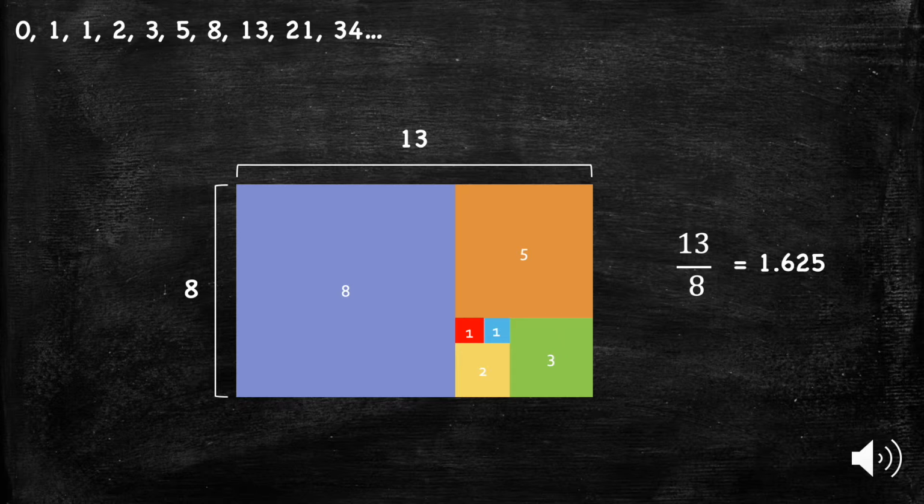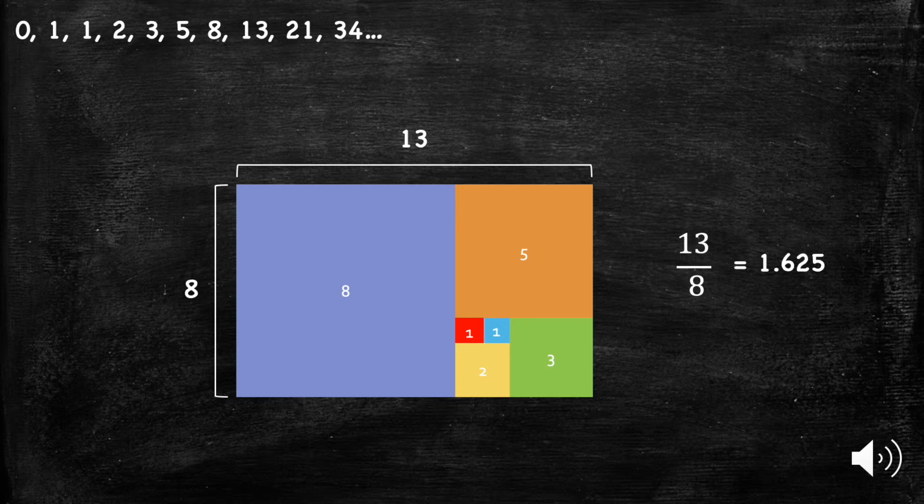Now, if we kept adding more squares that followed along with the Fibonacci sequence, we would get closer and closer to the golden ratio. This is why this is a golden rectangle, because it satisfies the proportions. The longer side length is proportional to the smaller side length in the ratio 1.618. It is theorized that this rectangle is the most pleasing to look at for the human eye.